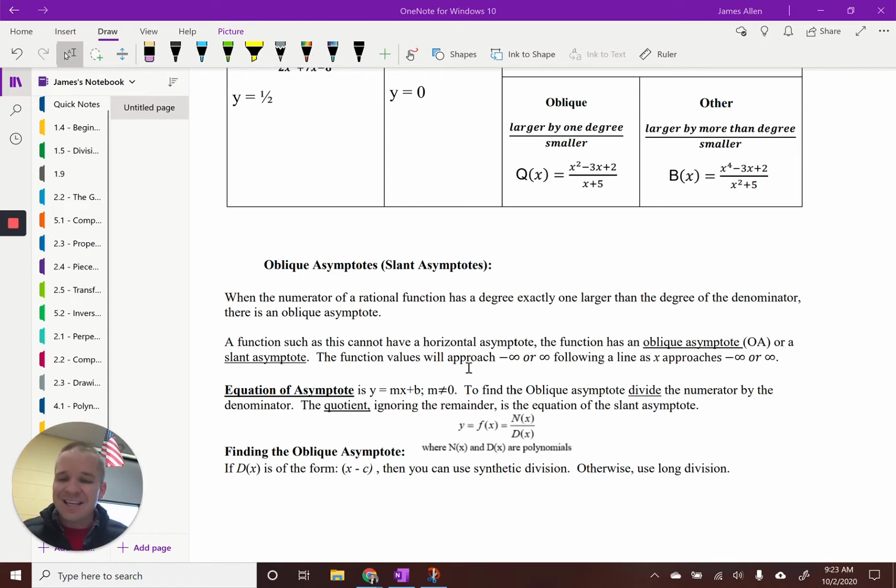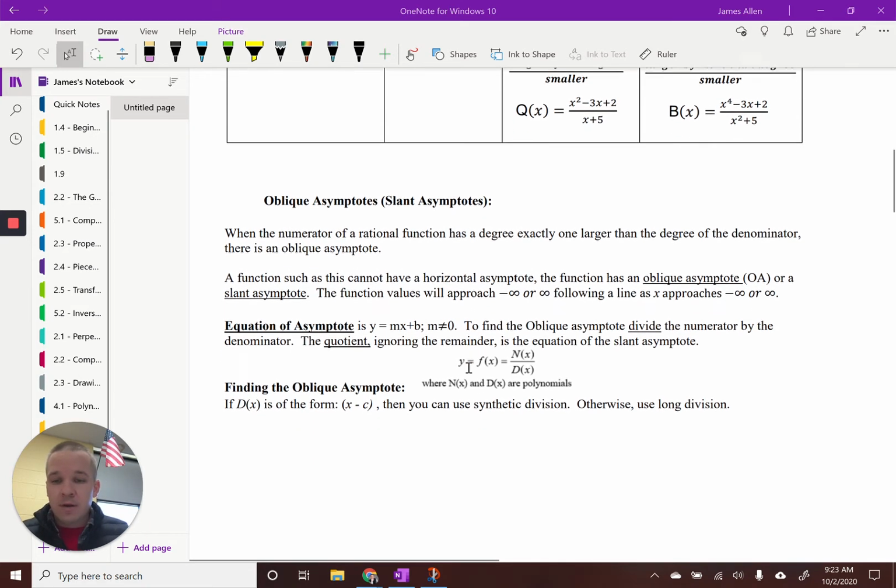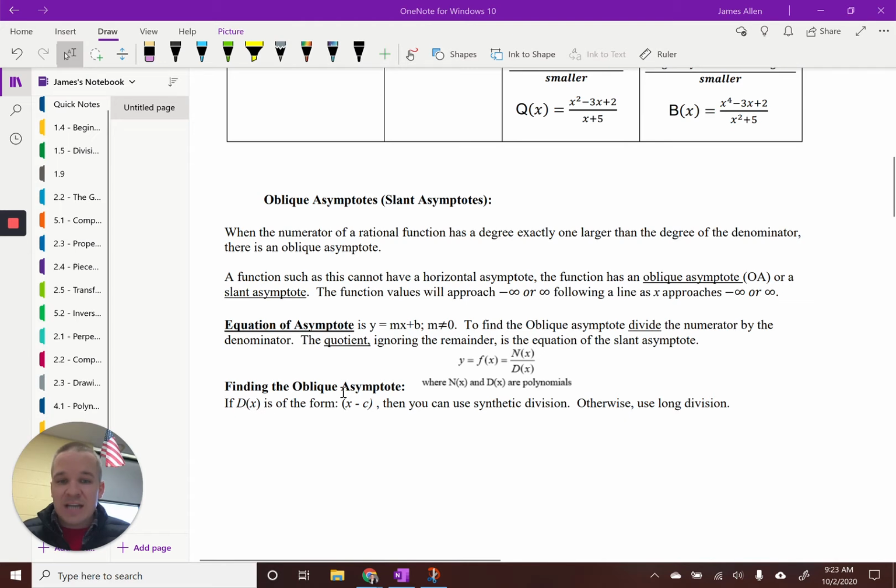Now to find this oblique asymptote, we're going to be using either synthetic division or long division. But in general, we're going to be dividing. We're going to ignore the remainder, and that's going to give us the equation of the asymptote. So if d of x, our denominator, is of the form x minus c, a linear binomial, then you can use synthetic division. Otherwise, we have to use long division.